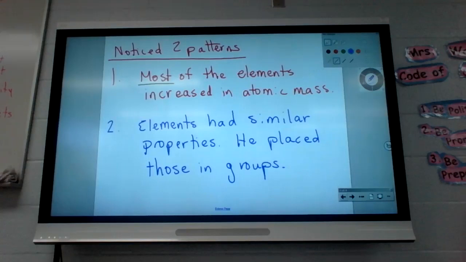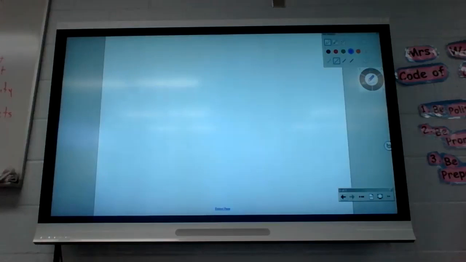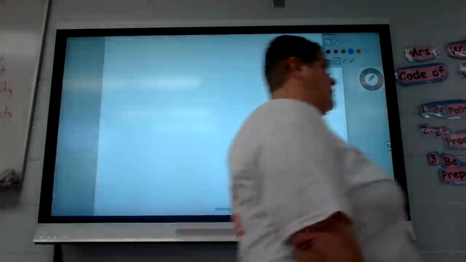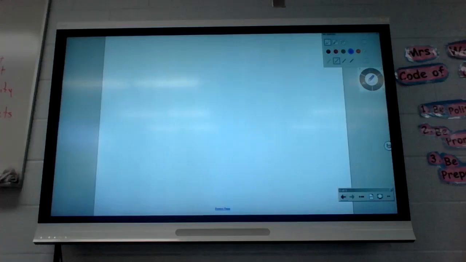Okay. All right, so most elements increase in atomic mass, and elements had similar properties. You put those in groups. Is everybody caught up? All right, now he had a problem. So let me grab a periodic table so I can see.